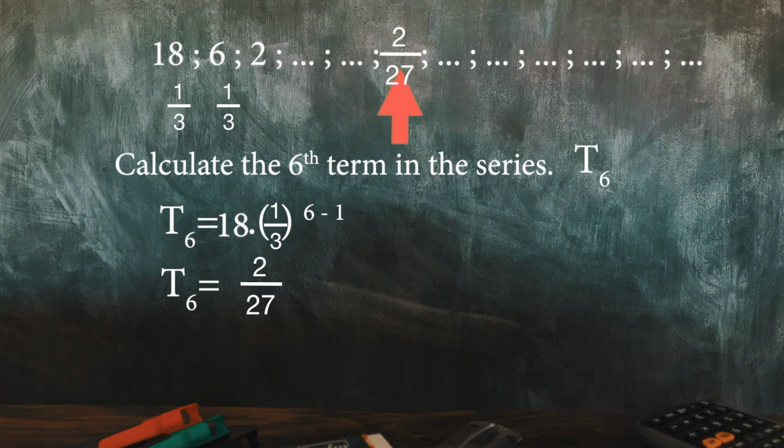And there it is, 2 over 27, which is basically our first term times 1, 2, 3, 4, 5 constant ratios gives us term 6.